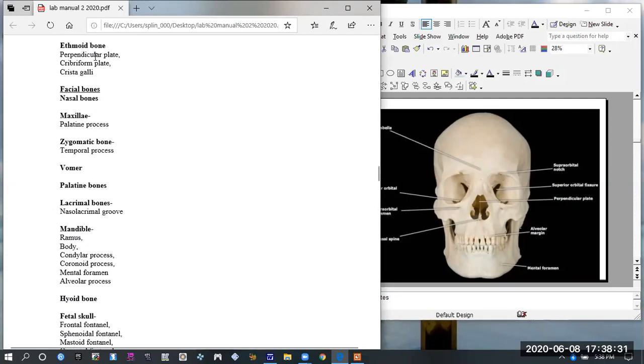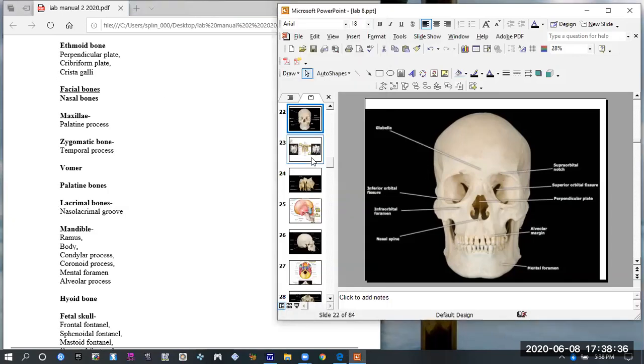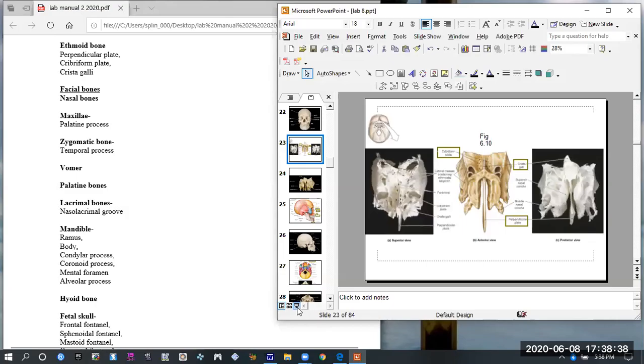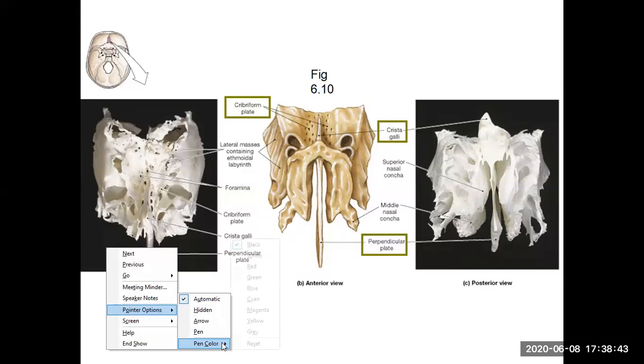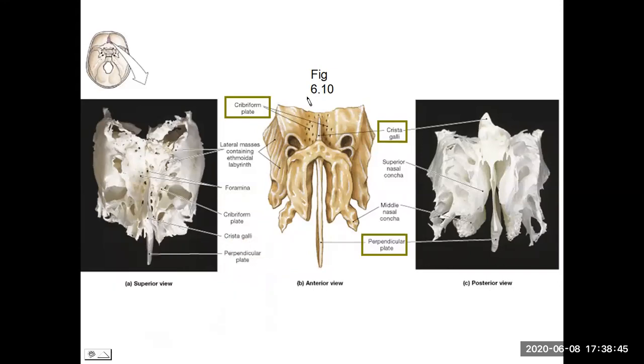So moving into the ethmoid bone and its details, and then on to the face. So starting with a textbook figure, the perpendicular plate is this inferior portion. This makes a portion of that nasal septum, that superior section of the nasal septum.